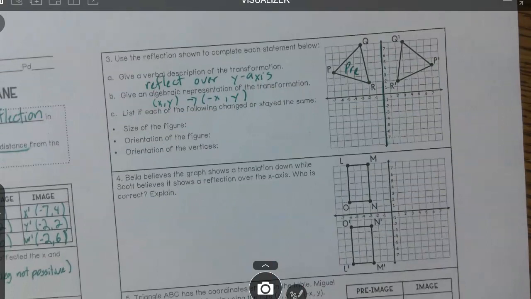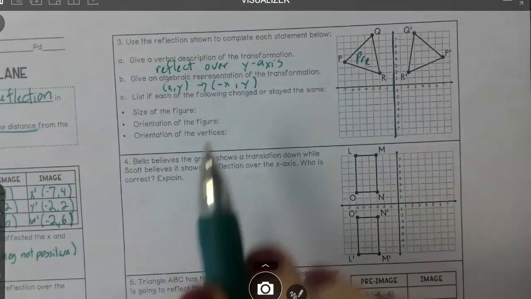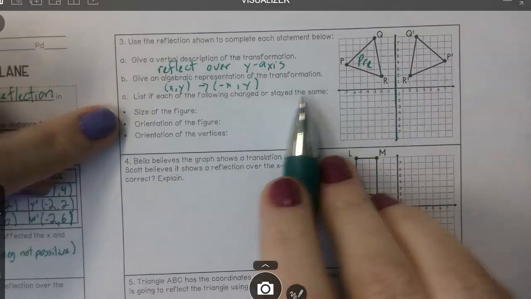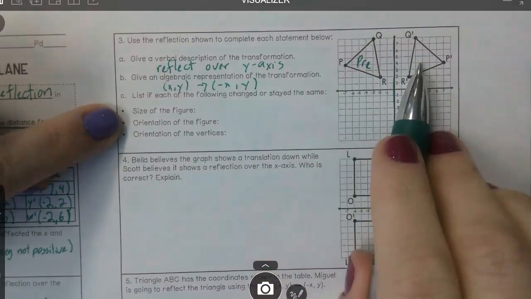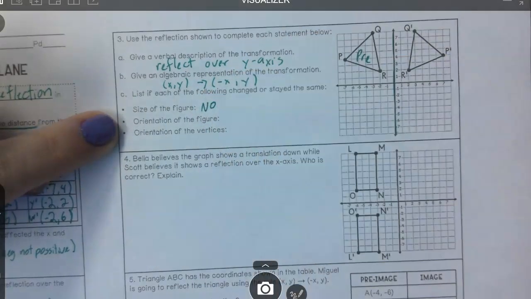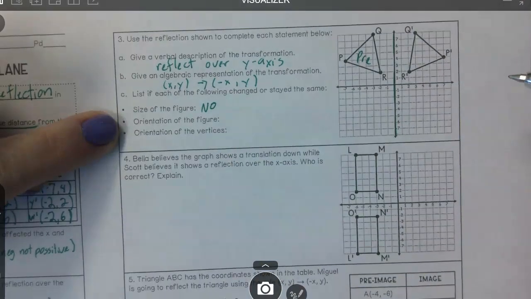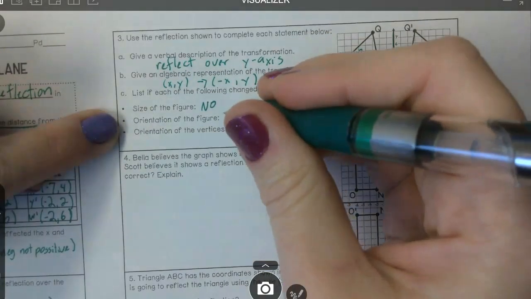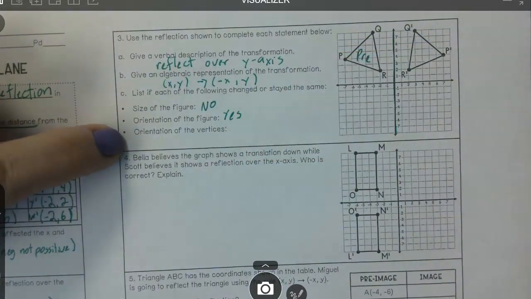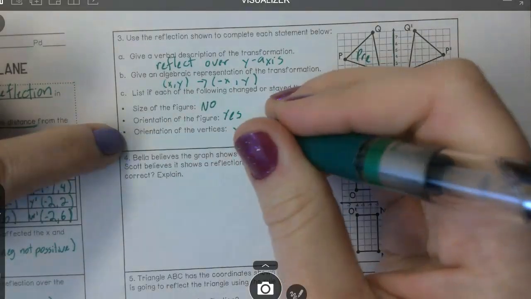List each of the following as changed or stayed the same. Did the size of this triangle change? Nope, didn't change. Did the orientation, or the way the figure was facing, change? Well, yes, it did. It's now facing in a different direction. Did the vertices change which way they're facing? Why, yes. Yes, they did. They're now facing in different places.